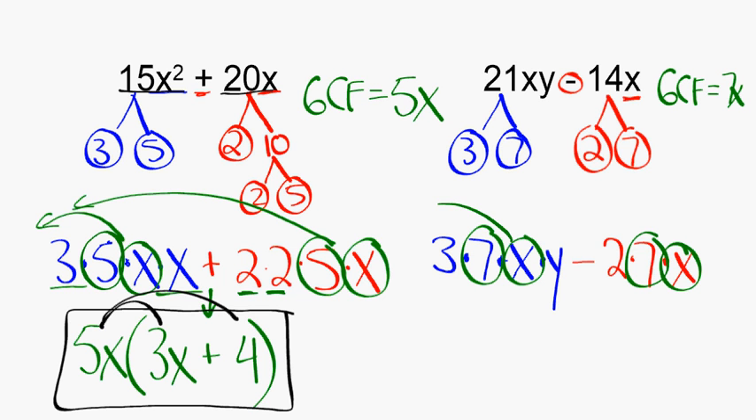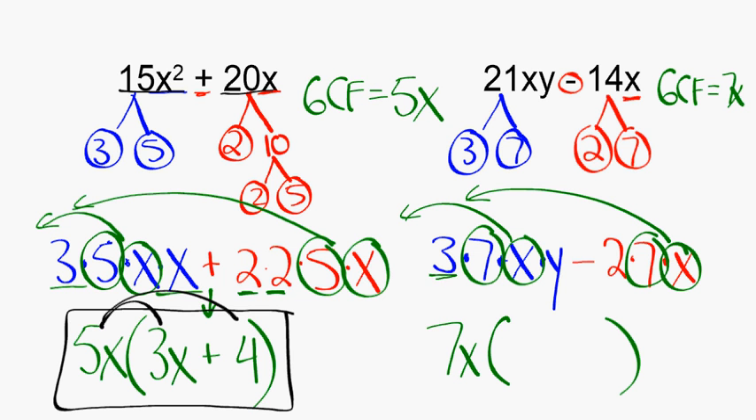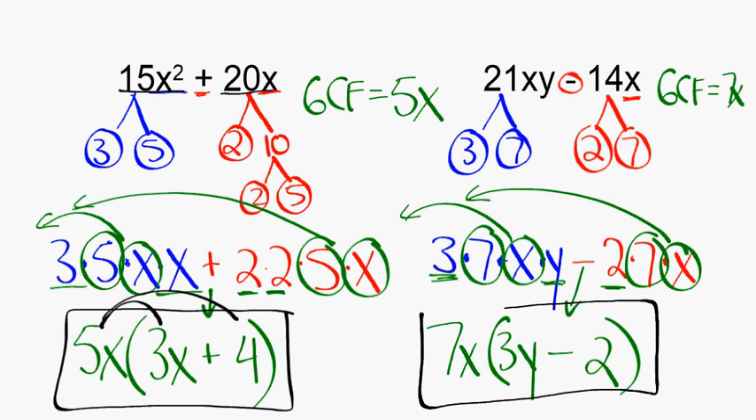So I'm going to factor out a 7x from each of these terms. That's what I put in front of my set of parentheses. What's remaining in the first term is a 3 times y. In the second term, I just have a 2, and it's a negative. So I have 7x times a 3y minus 2. If I did 7x times 3y, I get 21, and x times y is just xy. And 7x times negative 2 would also give me a negative 14x.